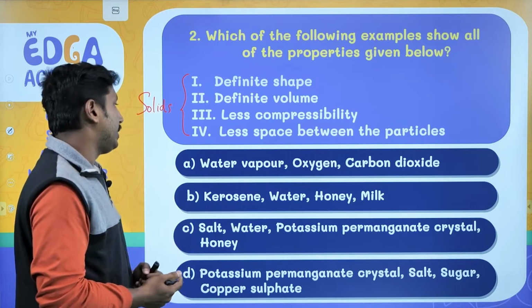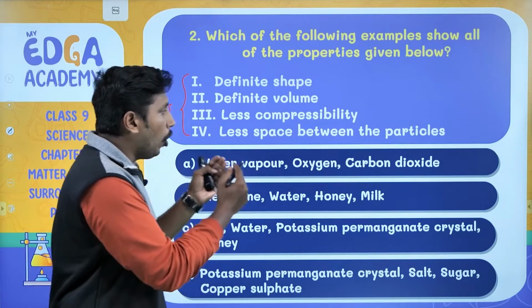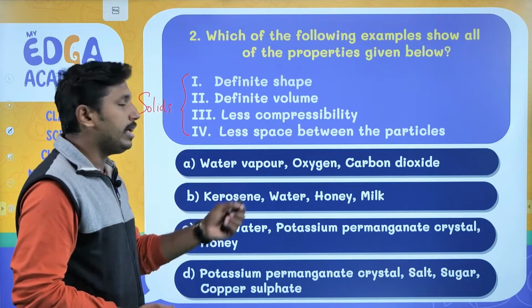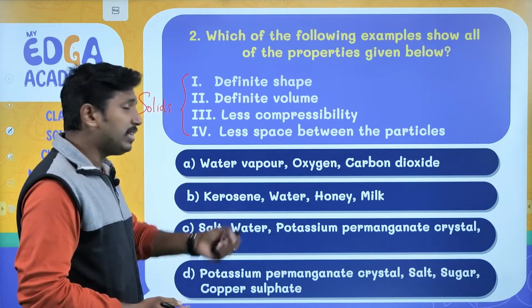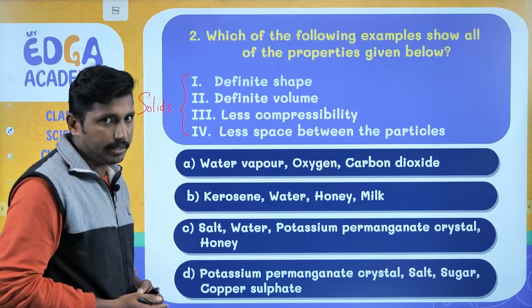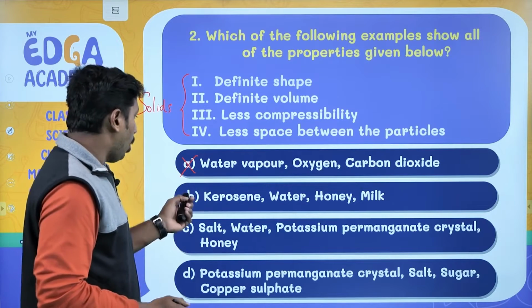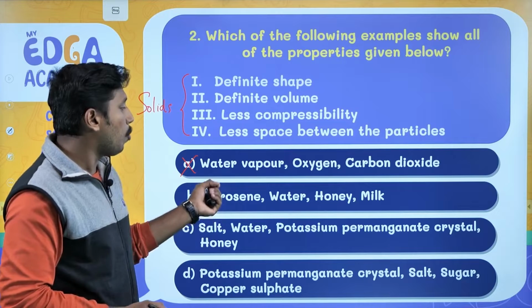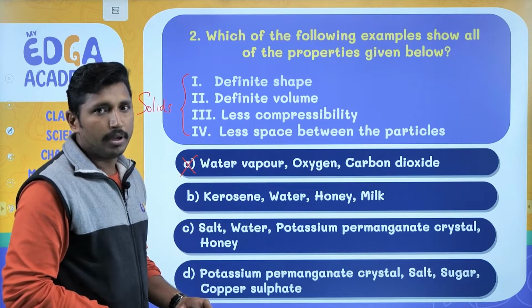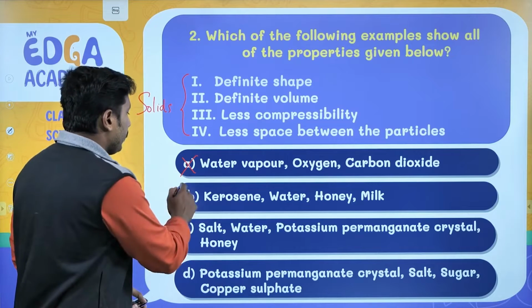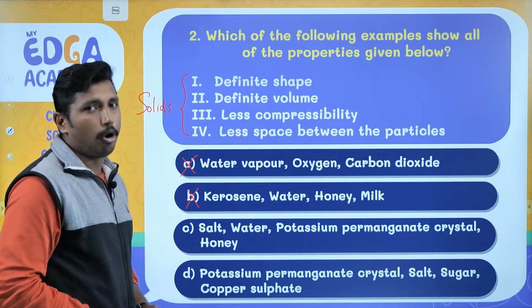Our first option tells us that water vapor, oxygen, and carbon dioxide. As you know, all the three given materials are gases, isn't it? So, A is not our required option. Option B tells us kerosene, water, honey, and milk. What are they? They are all liquids. Yes. So, this is also not our required option.